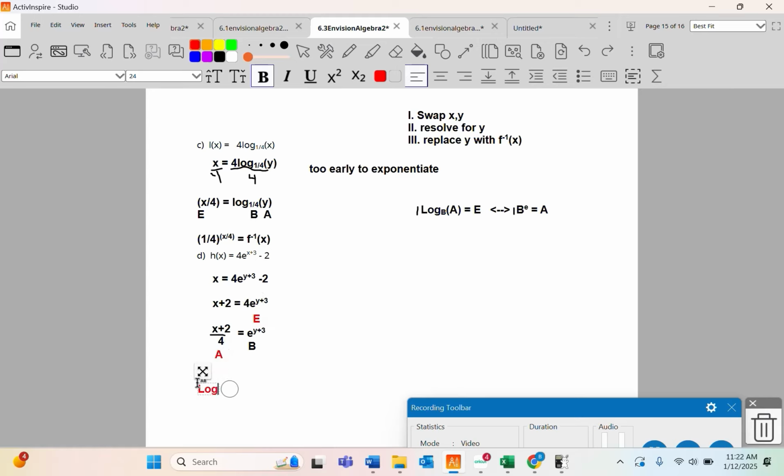It is a log whose base is e, which we'll rewrite in just a minute. Its argument is going to be x plus 2 over 4. I wrote it like that because I'm typing, okay? And it has to equal y plus 3 because log to the base e, the logarithm equals the exponent. Now, log base e is an understood concept, becomes ln.